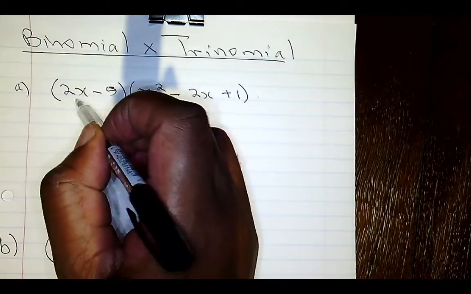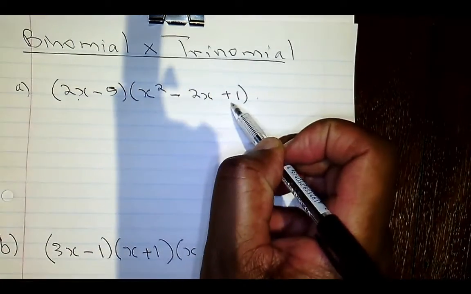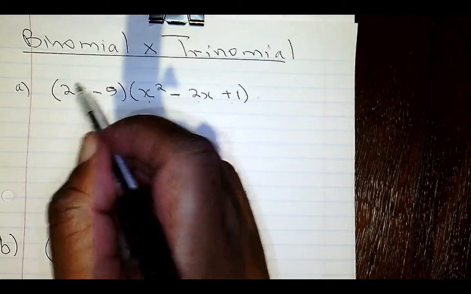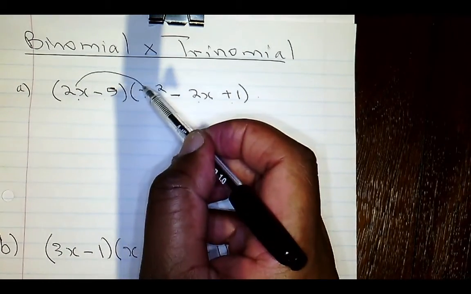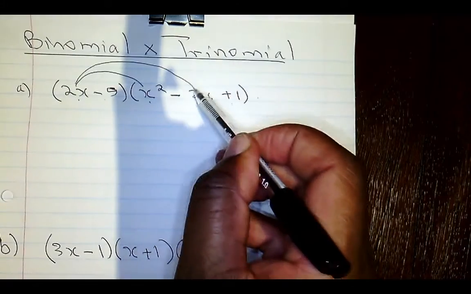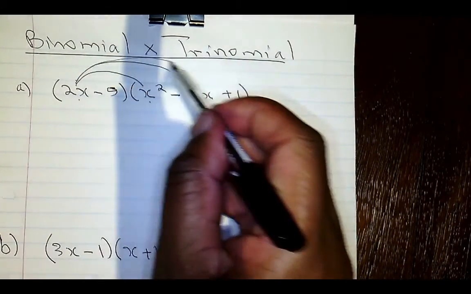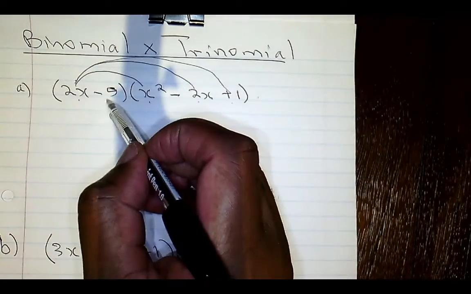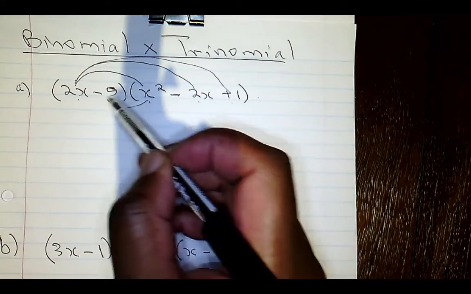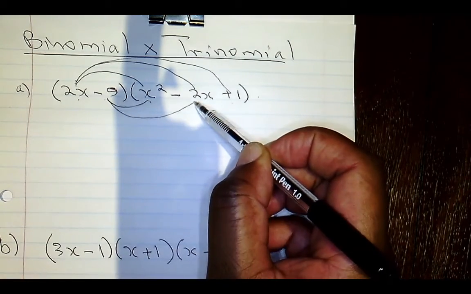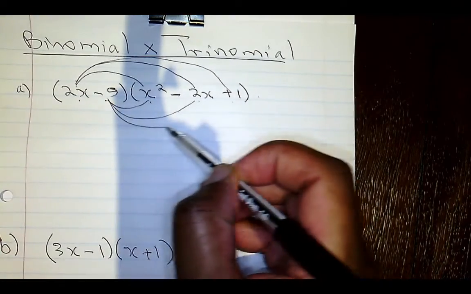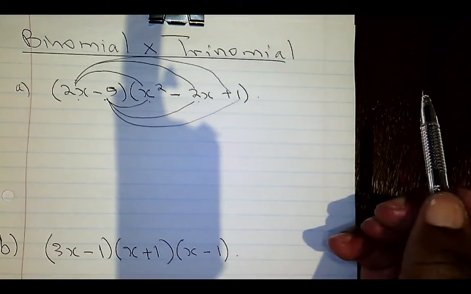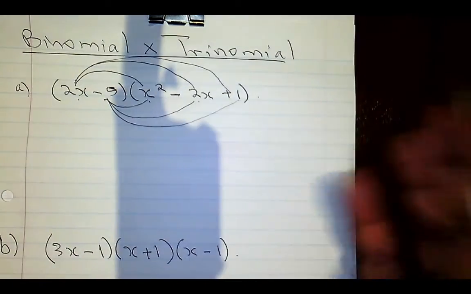The first term here, which is 2x, should be multiplied by each of these. Then the minus 5 must also be multiplied by each of these. So you can do this. The 2x should be multiplied by x squared. Then the 2x should be multiplied by negative 2x. And the 2x should be multiplied by the plus 1. All right? Then the minus 5 should be multiplied by x squared. The minus 5 must also be multiplied by negative 2x. And it should also be multiplied by the plus 1. So you end up with a diagram like that. If you want to draw this for now, it's fine.